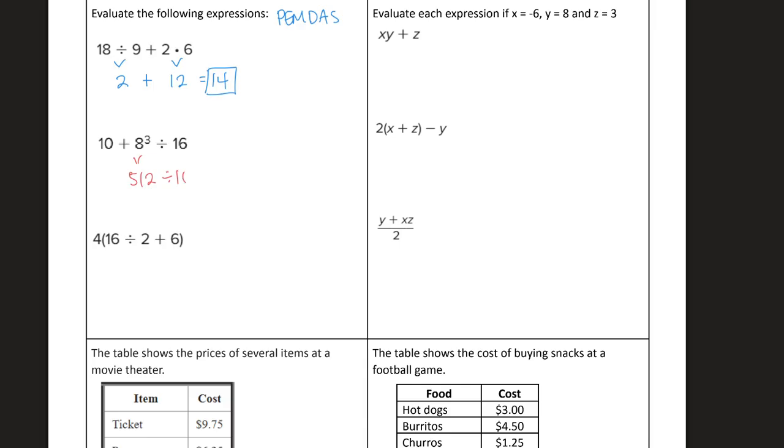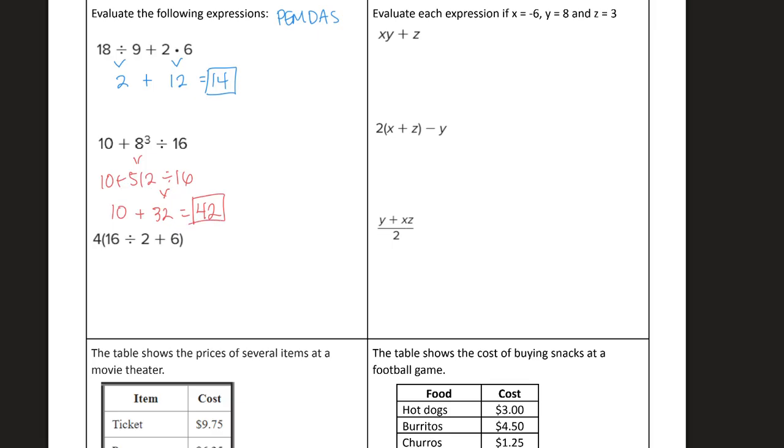And we're going to bring down everything. And now we have addition and division. Division happens first, so now we're going to divide by 16. 512 divided by 16 gives me 32. And then we have 10 plus 32, which equals 42.